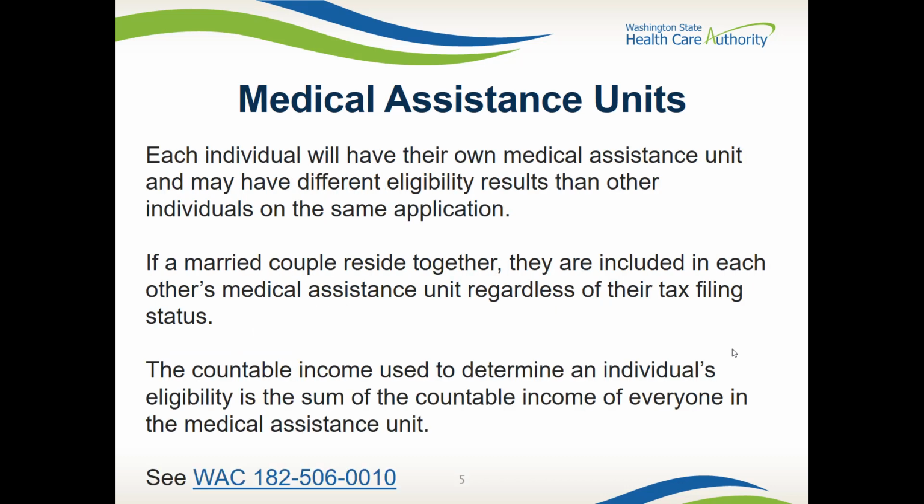Each individual will have their own medical assistant unit and may have different eligibility results than other individuals on the same application. If a married couple resides together, they are included in each other's medical assistant unit regardless of their tax filing status. The countable income used to determine an individual's eligibility is the sum of the countable income of everyone in the medical assistant unit.